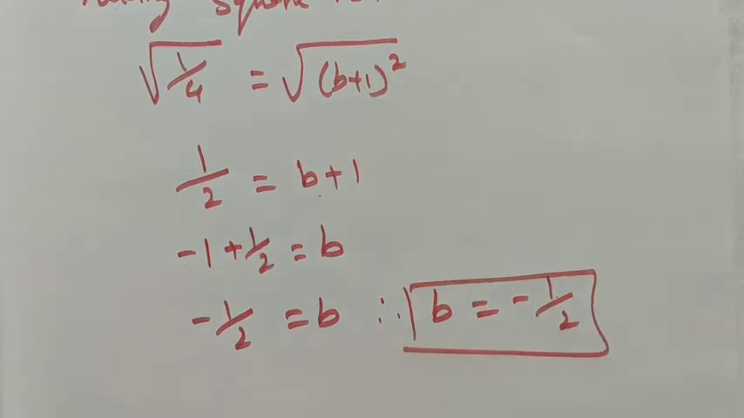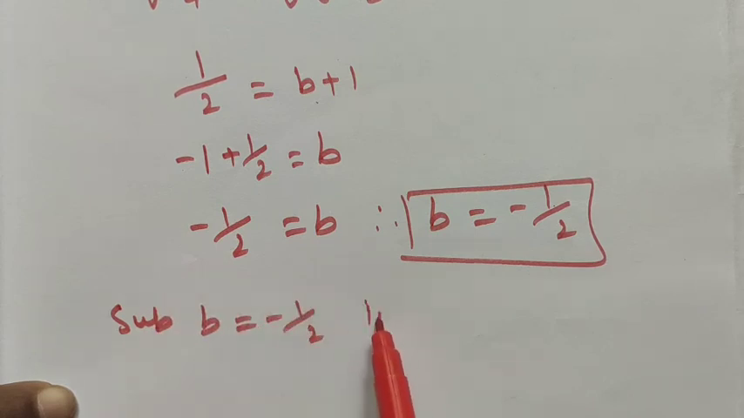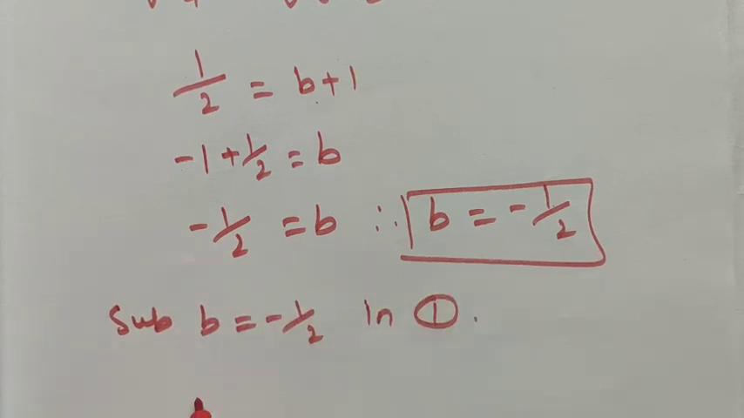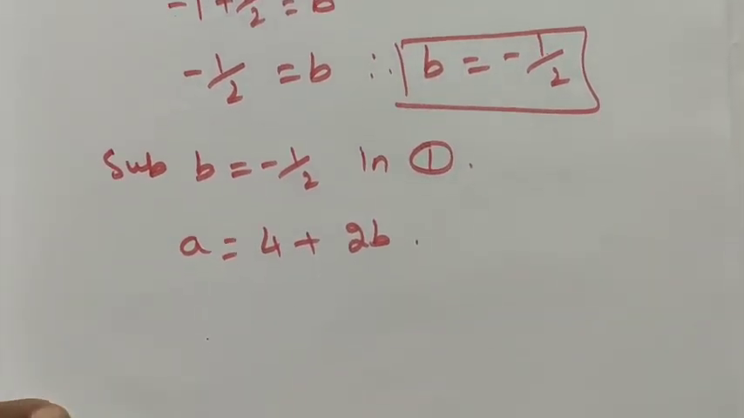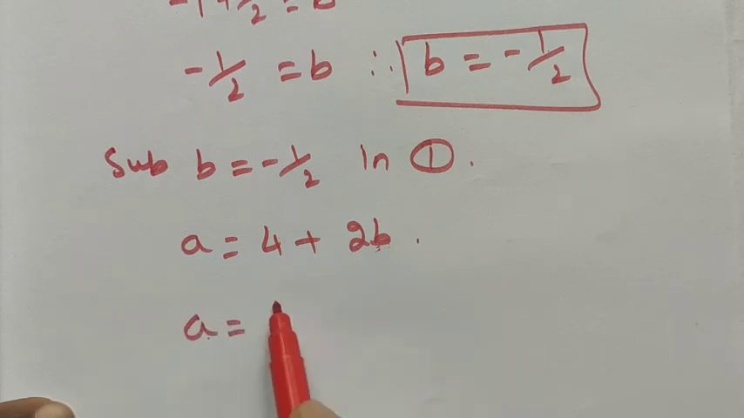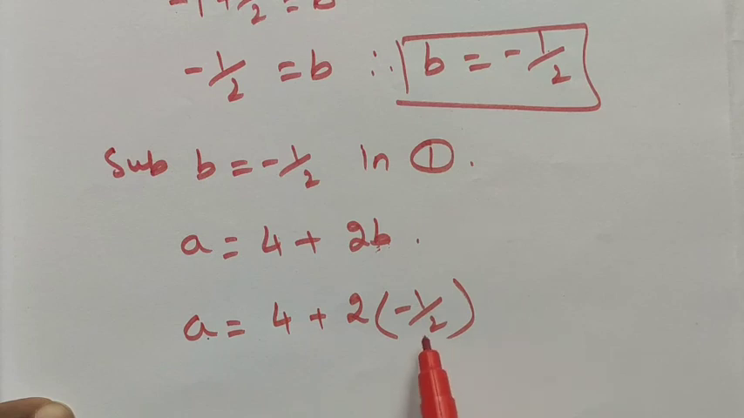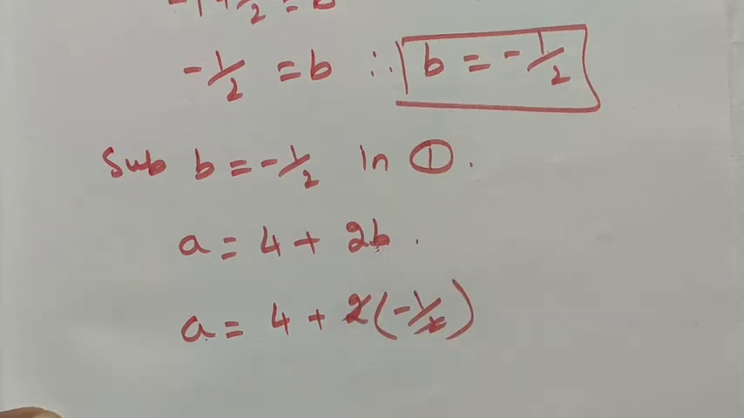Now we have found out that b is equal to minus 1 by 2. Substitute b is equal to minus 1 by 2 in equation number 1. Equation number 1 is a is equal to 4 plus 2b. Here we are going to substitute the value of b, that is a is equal to 4 plus 2 into minus 1 by 2. 2 will be cancelled.